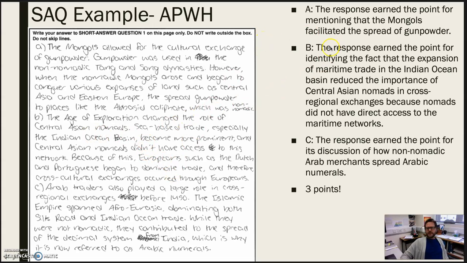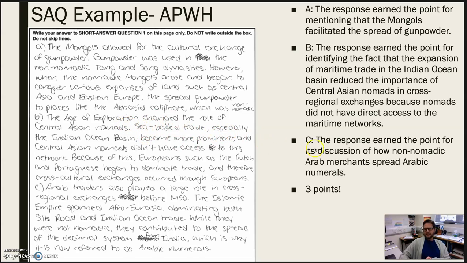B. The response earned the point for identifying the fact that the expansion of maritime trade in the Indian Ocean basin reduced the importance of Central Asian nomads in cross-regional exchanges because nomads did not have direct access to maritime networks. This is a key one, right? And again, we're talking about the age of exploration. Like that was the hint I gave. You have this age of exploration coming in. And so that's basically what he's talking about, right? Oh, right here, age of exploration, changed the role of Central Asian nomads, sea-based trade especially.